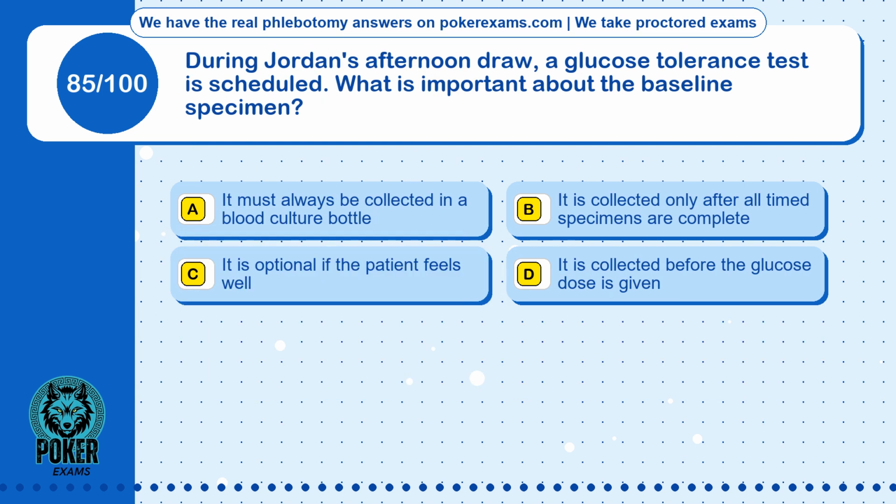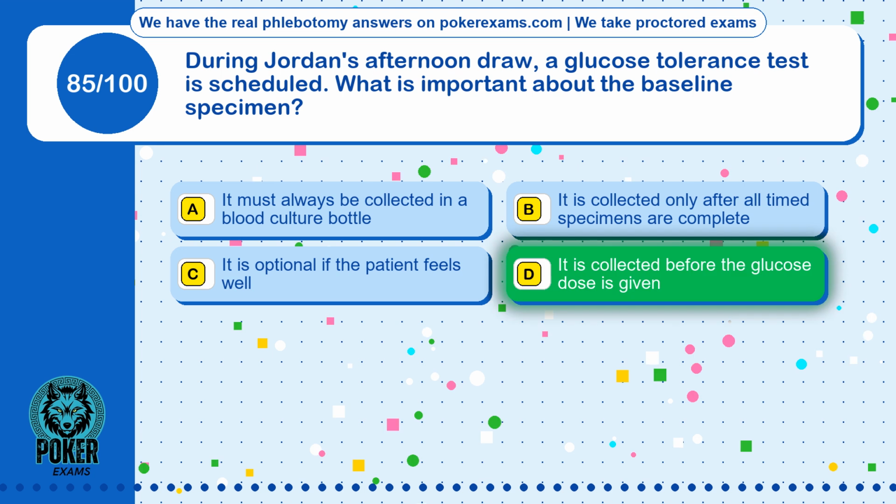Question 85. During Jordan's afternoon draw, a glucose tolerance test is scheduled. What is important about the baseline specimen? Option A. It must always be collected in a blood culture bottle. Option B. It is collected only after all timed specimens are complete. Option C. It is optional if the patient feels well. Option D. It is collected before the glucose dose is given.